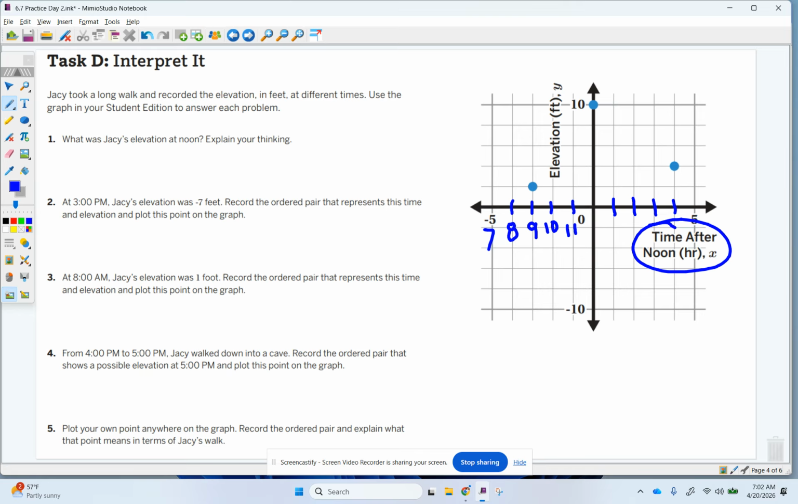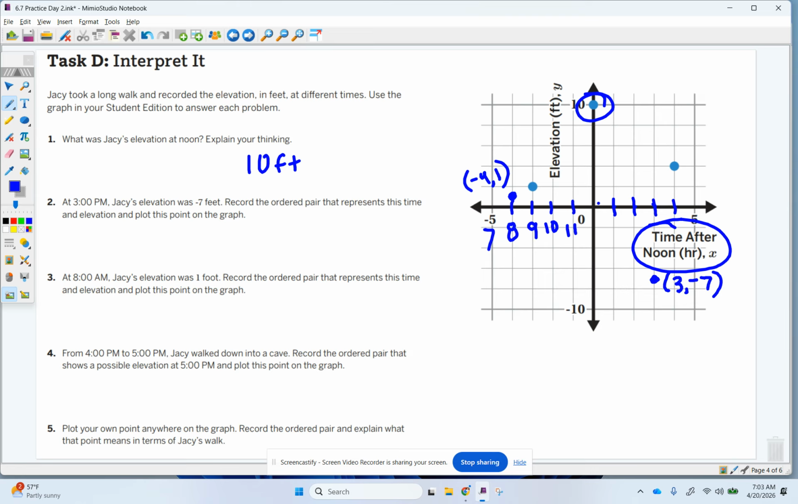And so time afternoon, time before noon, that's what they're getting the negatives from. And then, at noon, it was at 10 feet. Explain your thinking. It's right there. It says on the graph, 10 feet. At 3 p.m., so 3 hours after, he was at -7. This is 3 comma -7 would be right there. And so we've got to plot that point on the graph. At 8 a.m., which would be 4 hours before, he was at 1 foot. And so this would be -4 comma 1.